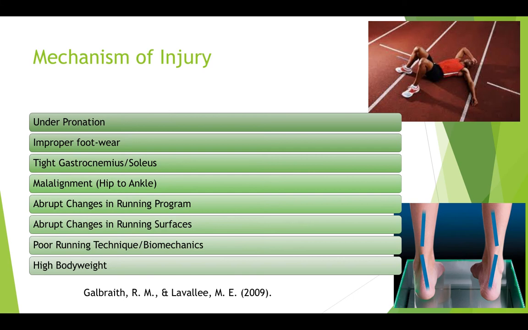Another cause is malalignment from the hip to the ankle, so we're basically looking at a view from the ankle all the way up to the hip, as above so below. If we're having issues at the shin bone, it could be something going on with the muscles surrounding the knee, or likewise at the ankle. So we need to address and look at those as well.